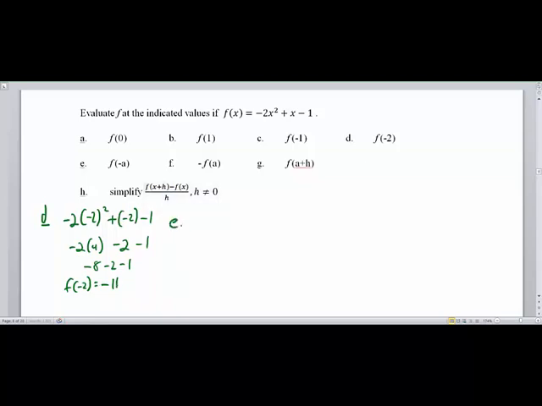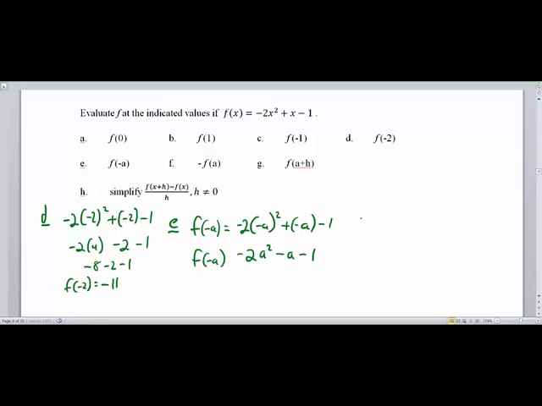Okay, now we get into some more interesting territory. In this case, we're going to take every instance of x and apply the value of -a. So this means I have my f of -a is equal to -2 times -a squared plus -a minus 1. Okay, so let's apply the square. -a times -a is a squared, so we have -2a squared minus a, that's plus -a, minus 1, and since all of these terms cannot be combined, this is my answer for f of -a.